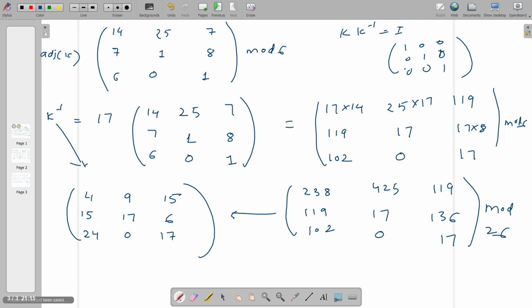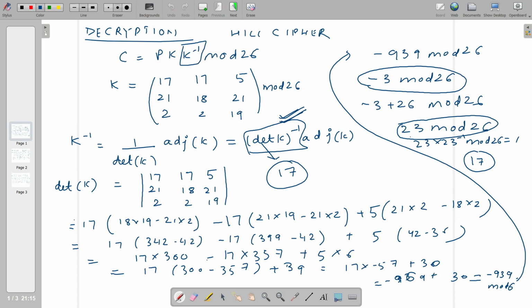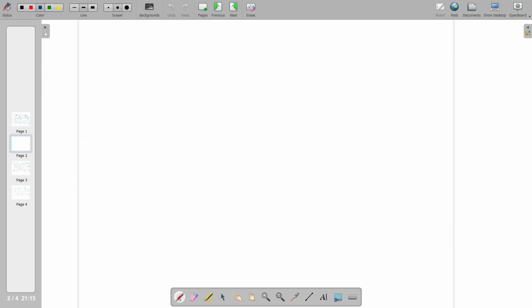So up to now we have calculated K inverse. What do we have to do now? We have the ciphertext C and we have K inverse. So using C times K inverse mod 26, we can find our plaintext. Let me do it for the first block, which, if you remember, or you can refer to the previous video, was the first 3 letters of the ciphertext, RRL. So R is 17 and L is 14.